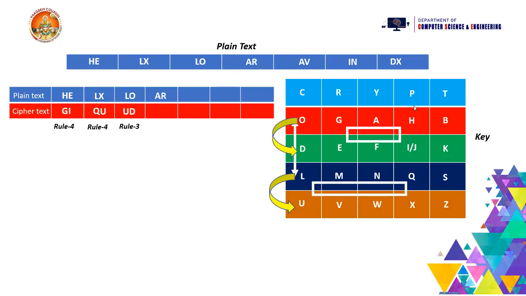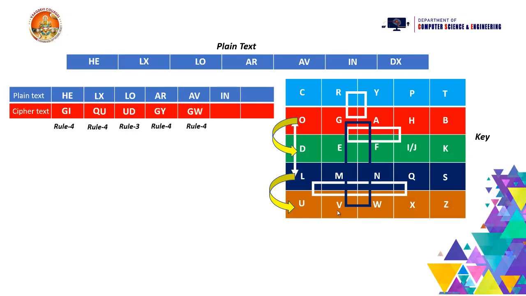Next AR. Verify A and R in our sequence. A is here and R is here. Same rule 4 is applied because both are in different row and different column. So A is going to be replaced with G and R is going to be replaced with Y. Next AV. A is here in our key sequence and V is here. So again we are applying rule 4 because both are in different row and different column. So A is going to be replaced with G and V is going to be replaced with W.